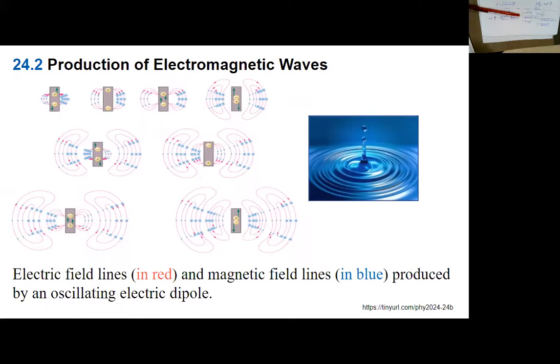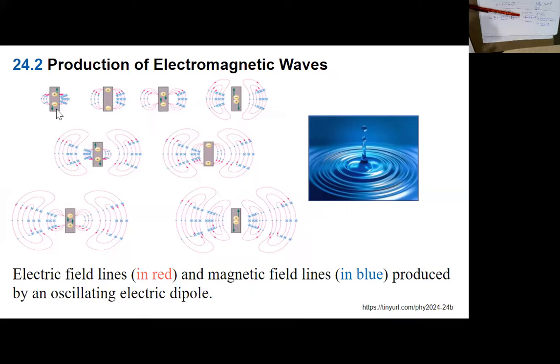How you can produce electromagnetic waves, okay? You can have two charges, and then you can vibrate them, so they are moving back and forth, back and forth. Then the electric field surrounding those two charges is varying. If you have a varying electric field, then you'll have a magnetic field generated, okay?